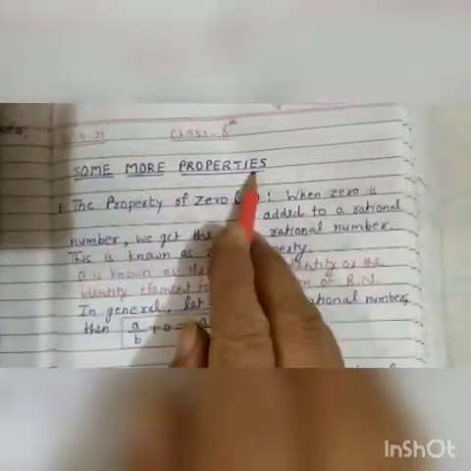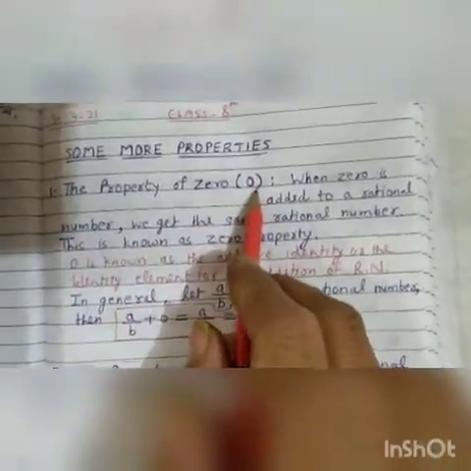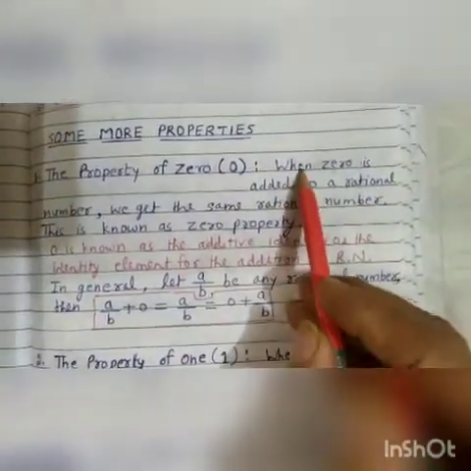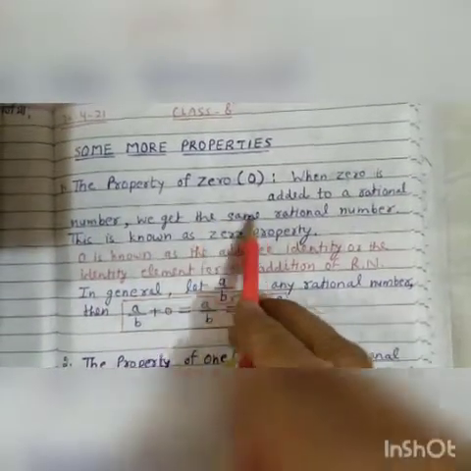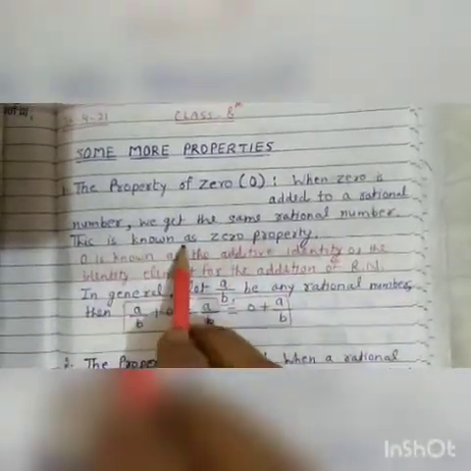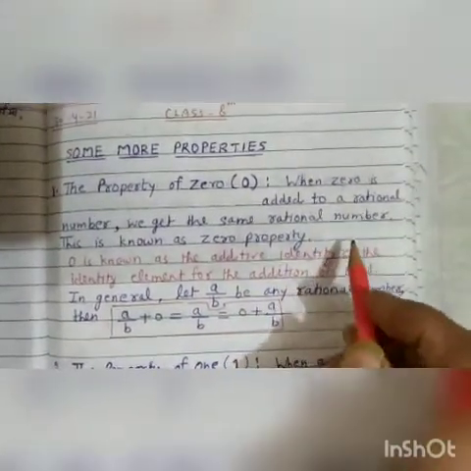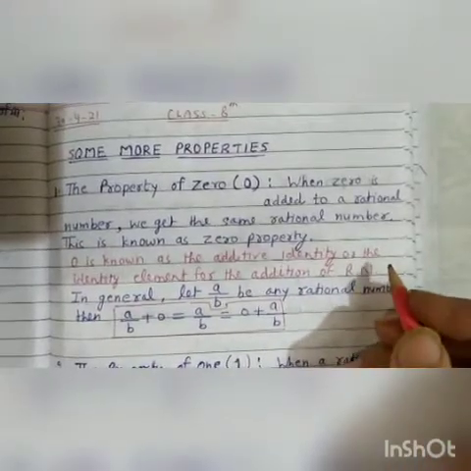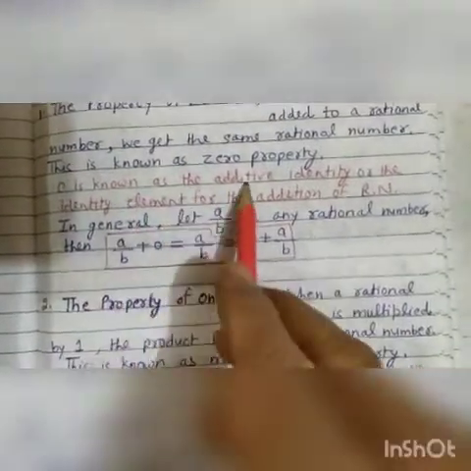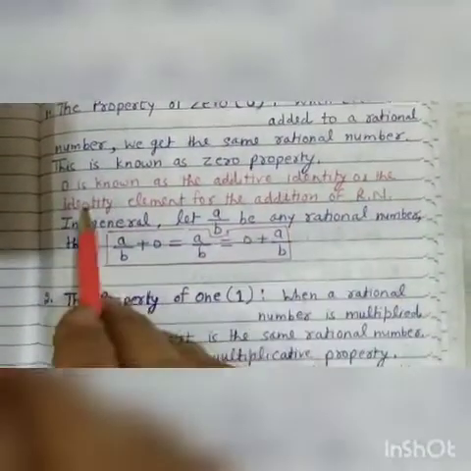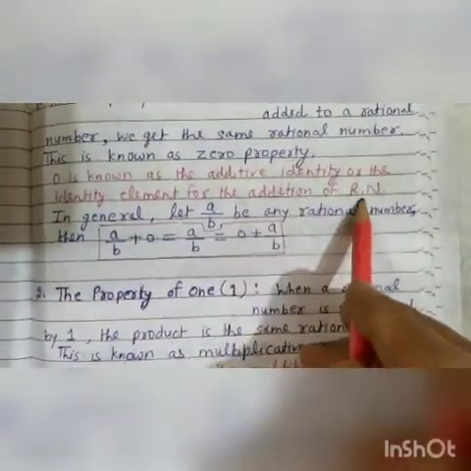Some more properties. Number 1, the property of 0. What is the property of 0? When 0 is added to a rational number, we get the same rational number. This is known as 0 property. Means when we add 0 to a rational number, then we get the same rational number. 0 is known as the additive identity or the identity element for the addition of rational number.